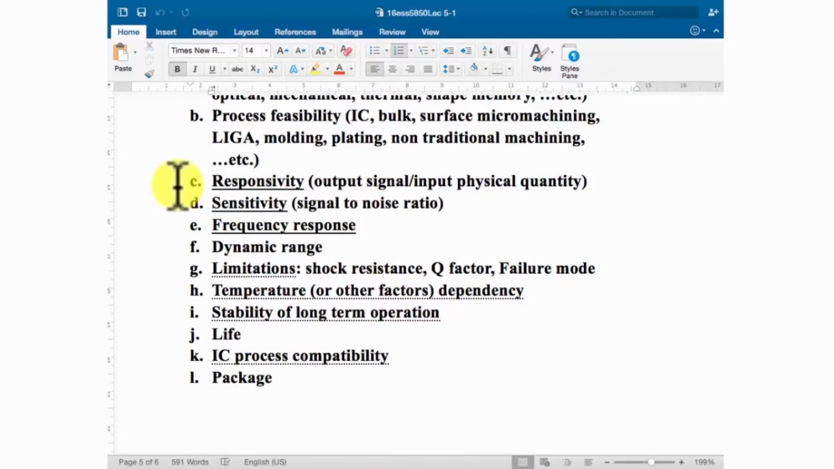Responsivity means the response of the sensor to input energy. The input energy can be a different kind of format, for example, a physical energy, like with an accelerometer. The purpose of an accelerometer is to detect acceleration.